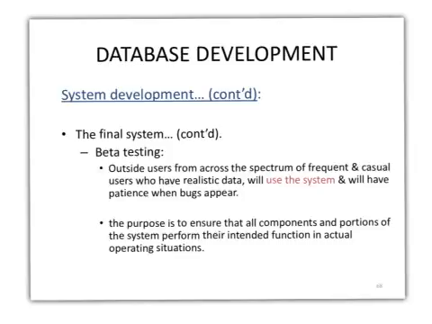The major purpose of this beta testing is to ensure that all components and portions of the system perform their intended function in actual operating situations. It's not just an imaginary situation or some artificial numbers. It's true, realistic data measured from the field, and we want to see that the system is fully functional.